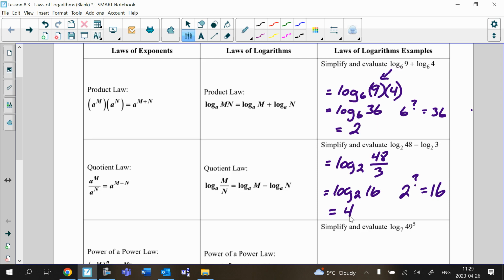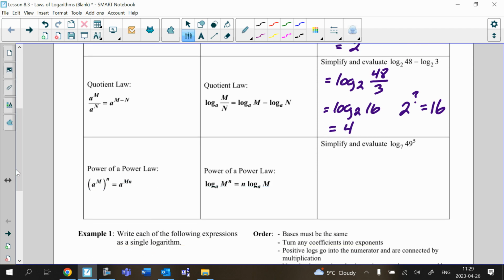The final log law, which we call power of a power, is that if we take the log of an expression being raised to an exponent, that is the same as that exponent being multiplied by the log. So really all I'm doing is taking the exponent and putting it in front of the log and multiplying it. As an example, whenever you see an exponent in a log, bring it in front. So this becomes 5 times the log base 7 of 49.